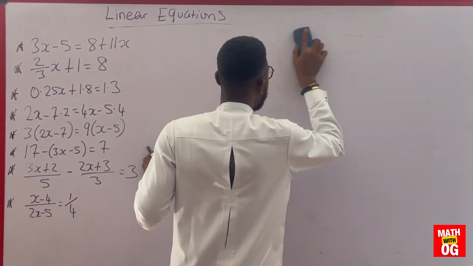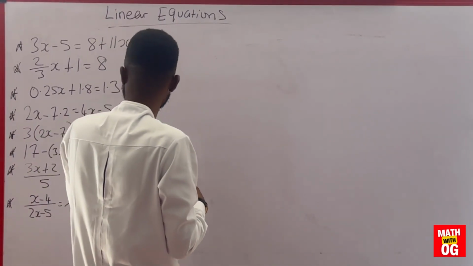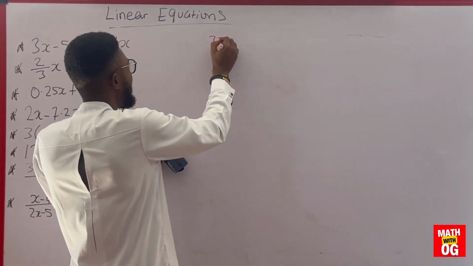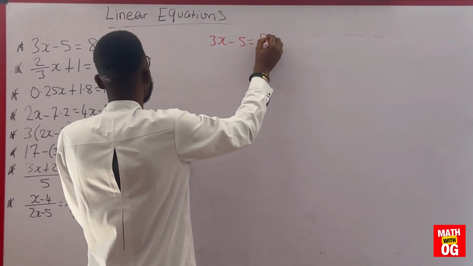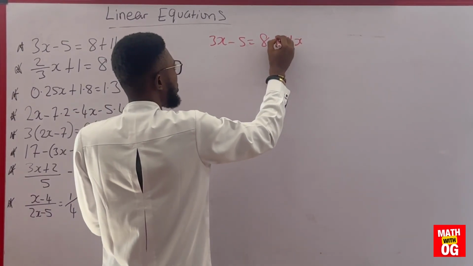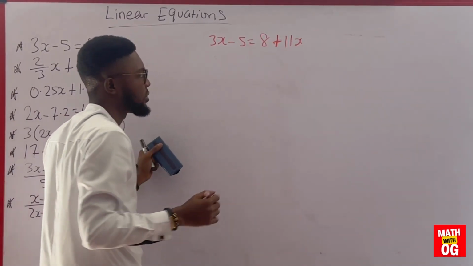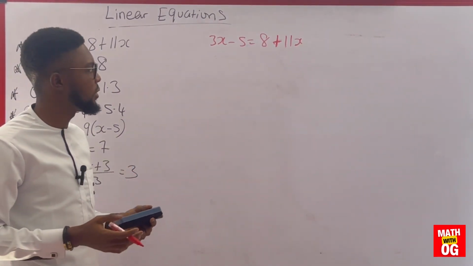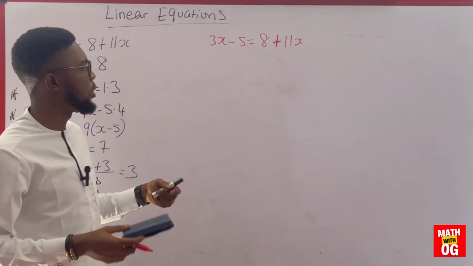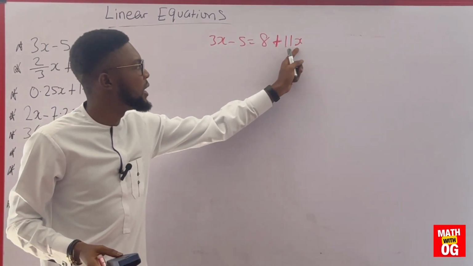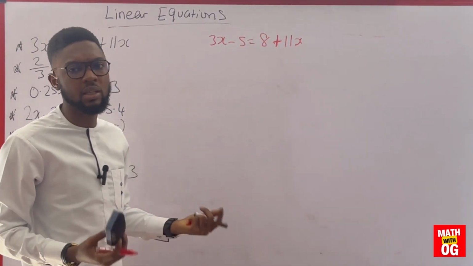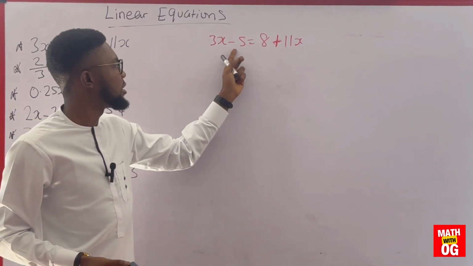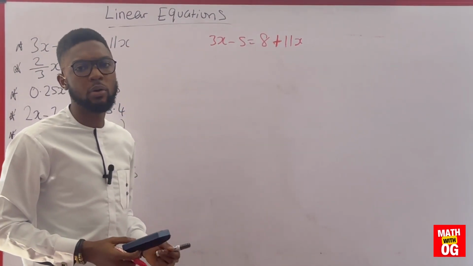Now let's start with the very first question. What we have here is 3x - 5 = 8 + 11x. So what do we do here? We collect like terms. In order to collect like terms, you are simply altering what is happening to the left hand side. Now some of us will say remove 11x from here, take it here to turn to a negative 11x. Remove minus 5 from here, take it here to turn to a positive 5.